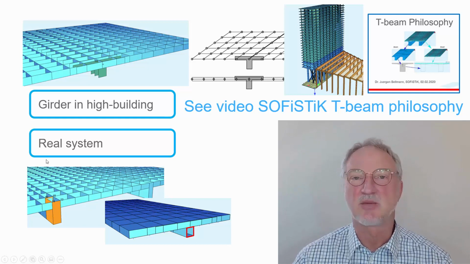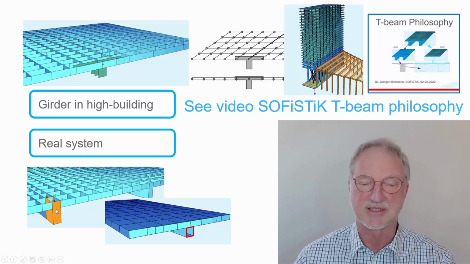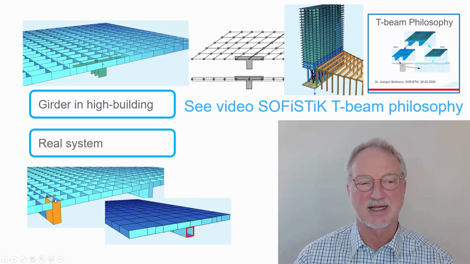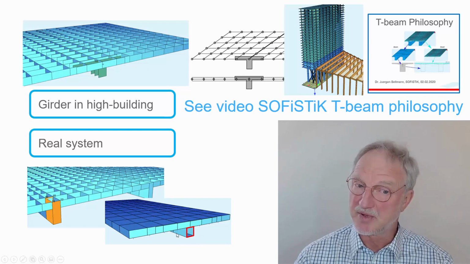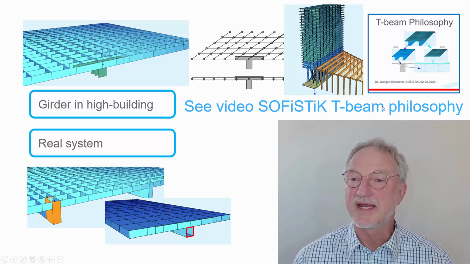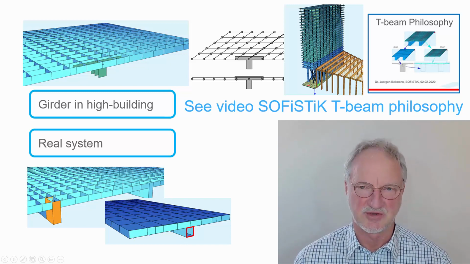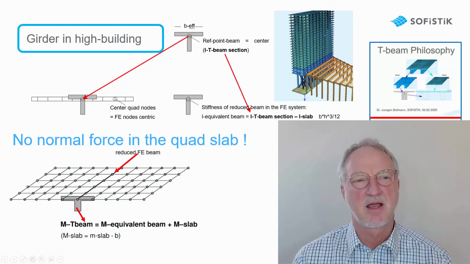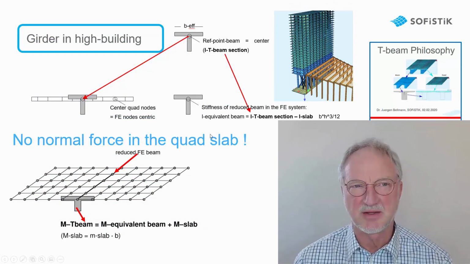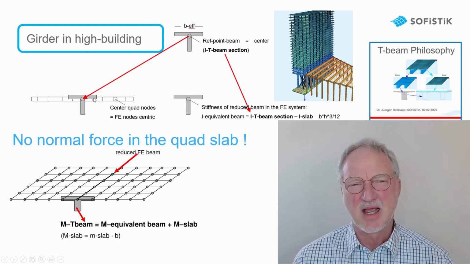The other possibility is to model a real system where the concrete is only inserted once, either with eccentric quad elements or with a section only with the web below the slab. There is also a video on YouTube showing the normal SOFiSTiK T-beam philosophy. First, to remember the normal way, we insert a beam inside the slab.